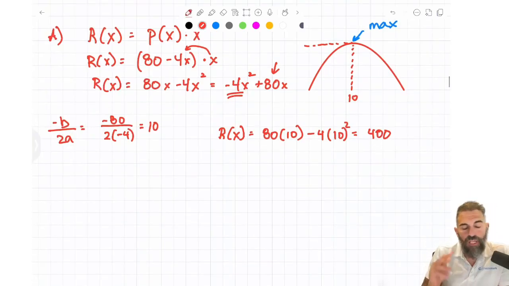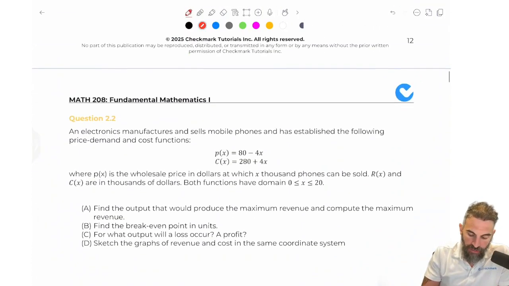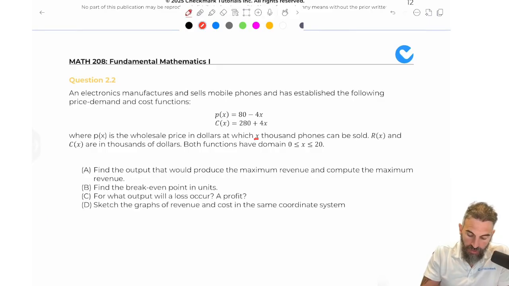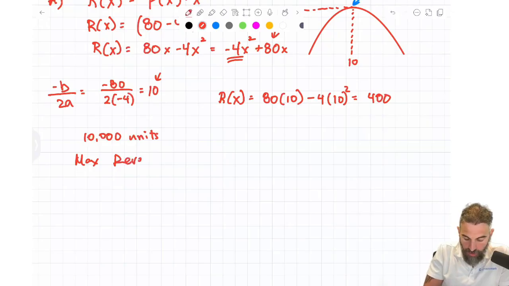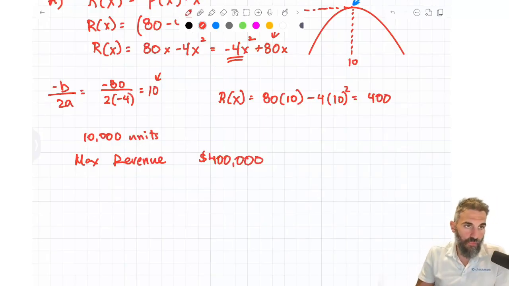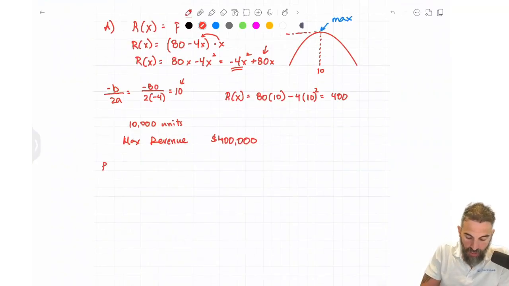Okay, so now when you're answering the question, guys, it's really important that you answer it properly. So you got 10 and 400, but remember that both x, which was your units, and the actual revenue are in thousands. So the actual answer is, this is x, right? 10,000 units would maximize the revenue, and the maximum revenue is $400,000. So just make sure that you're entering it in thousands. Now B.